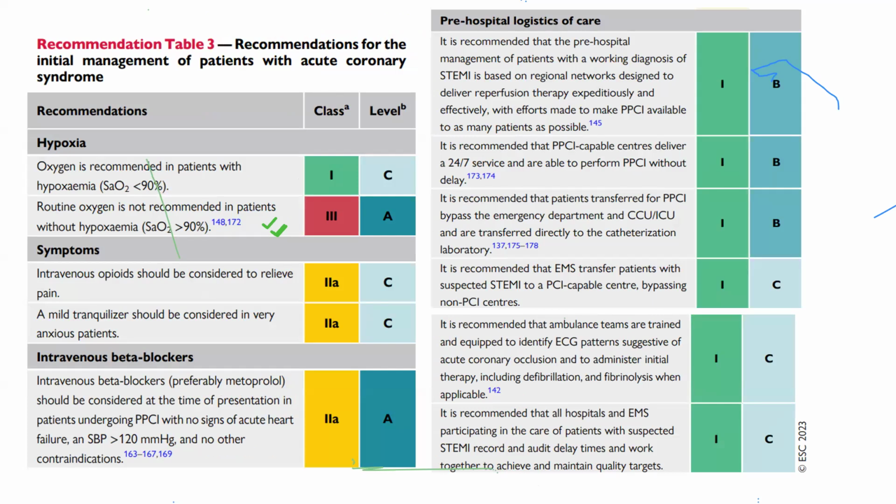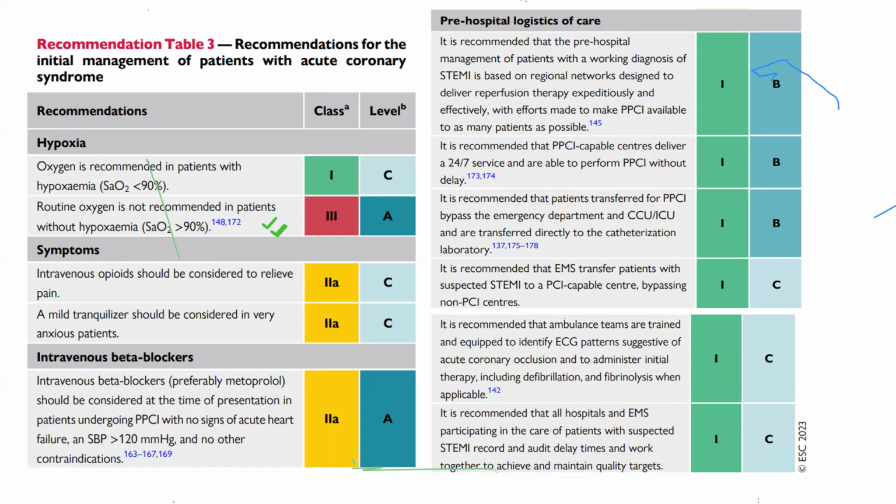With respect to the initial management, oxygen is indicated if SATs are less than 90%. That's class 1. So if the SAT is not less than 90% or there is no obvious signs of breathlessness or respiratory distress, oxygen is not indicated based on the AVOID trial. Routine oxygen is not recommended in patients without hypoxia.